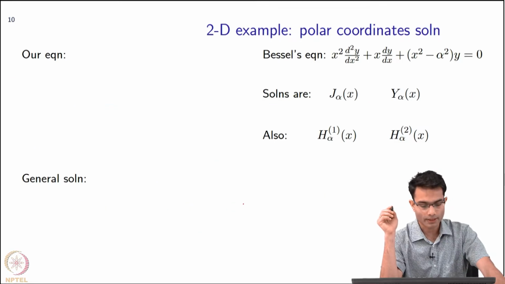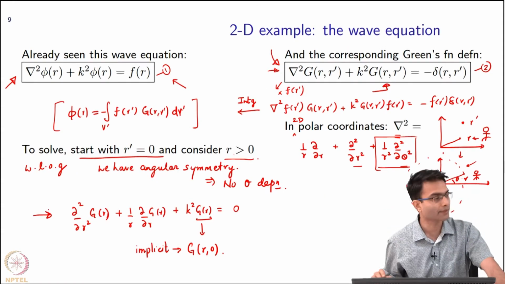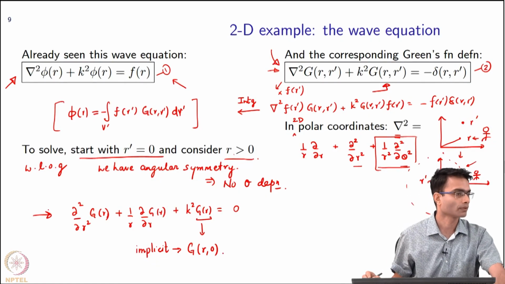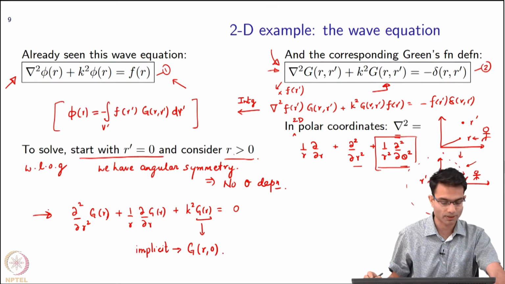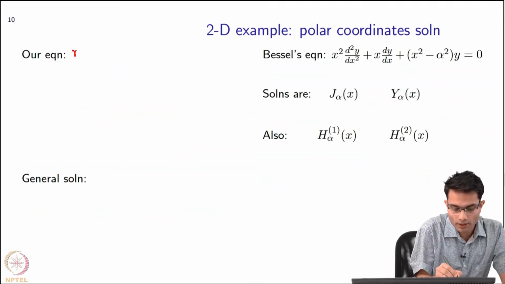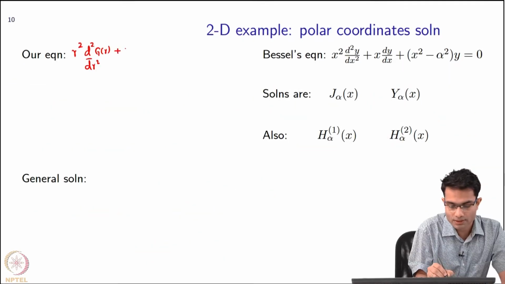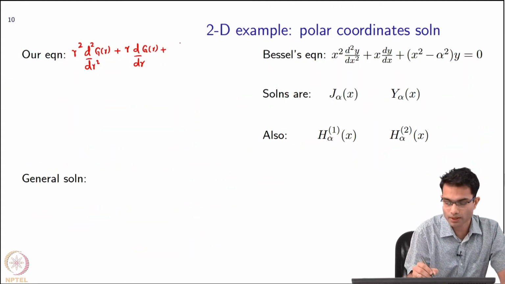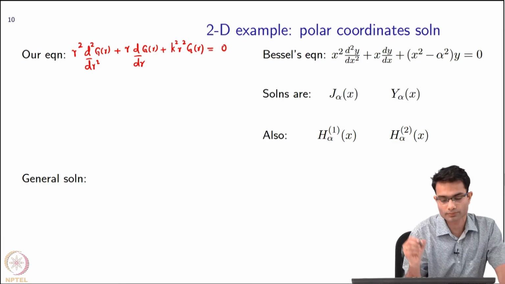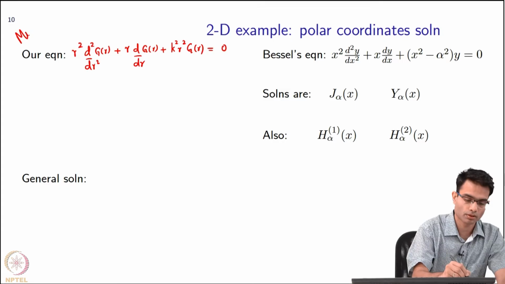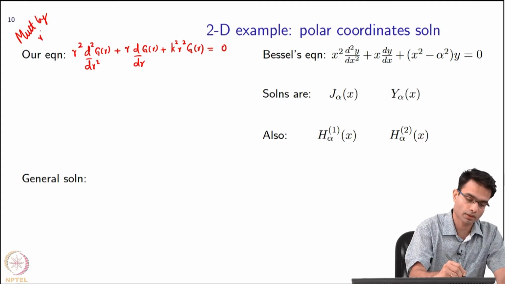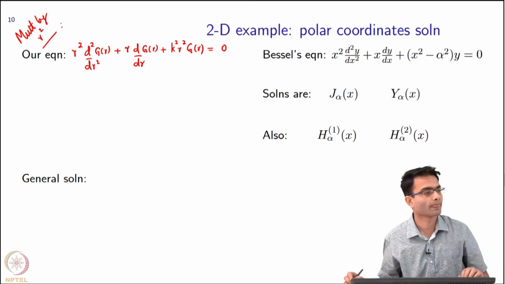To do that, I am going to take this equation and just multiply everywhere by r squared. I do not like to have the 1 by r in the denominator, so I will multiply by r squared. So I am going to get r squared d2g/dr2 plus r dg/dr plus k squared r squared g of r is equal to 0. So, I just multiplied by r squared.